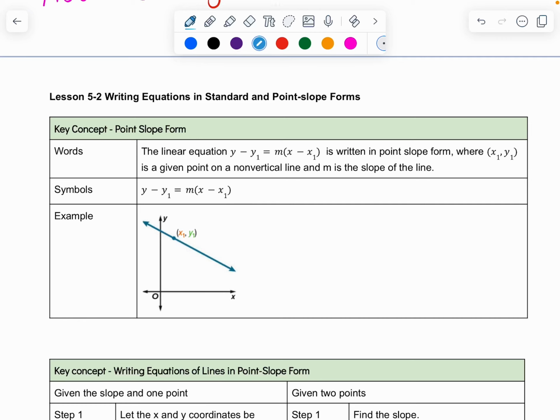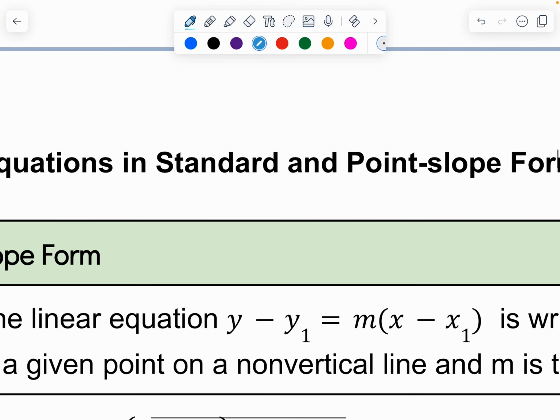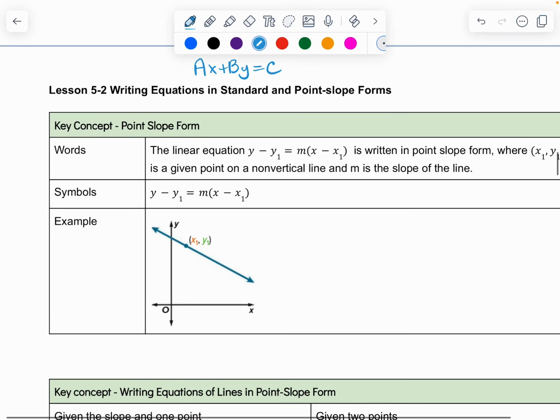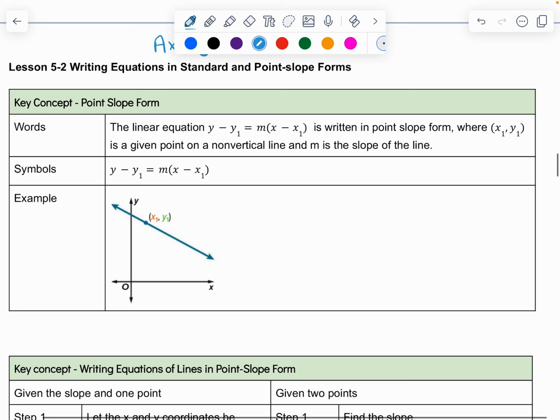Okay, let's do writing equations in standard and point slope forms. Remember, we already learned standard. It was ax plus by equals c. So we're going to be doing that again. So we're going to start with point slope, and point slope is this formula right here.